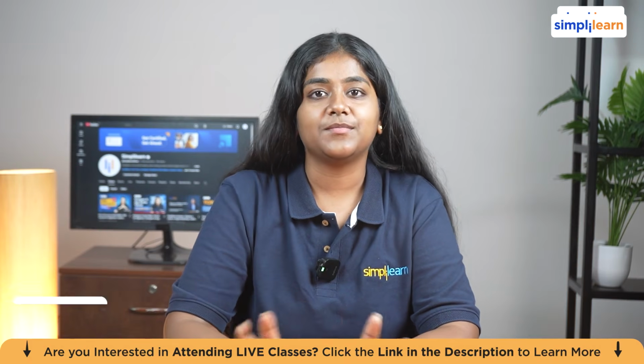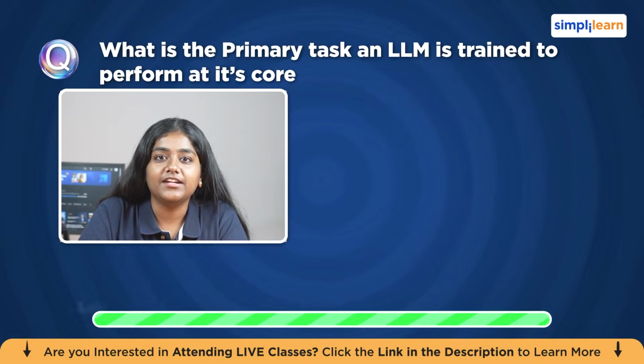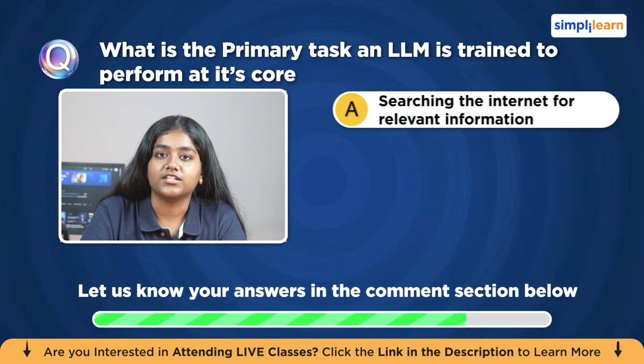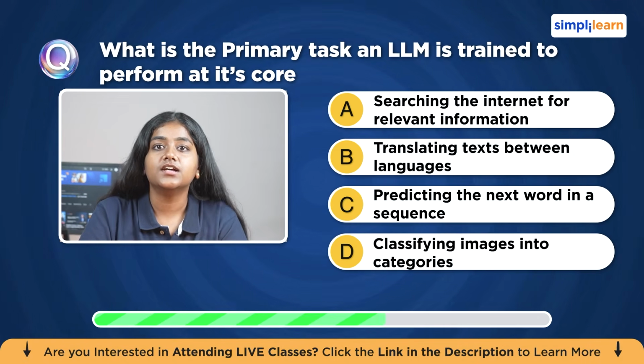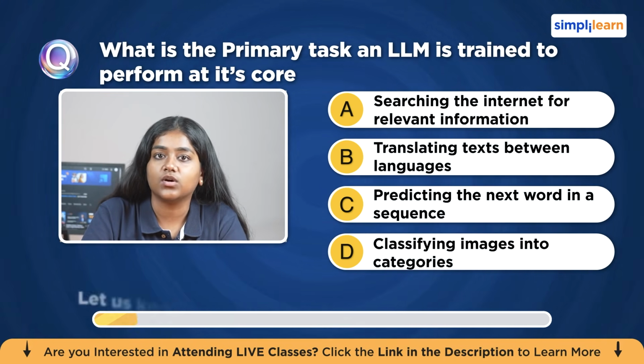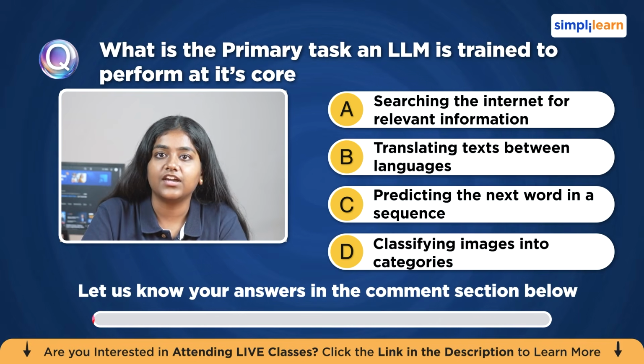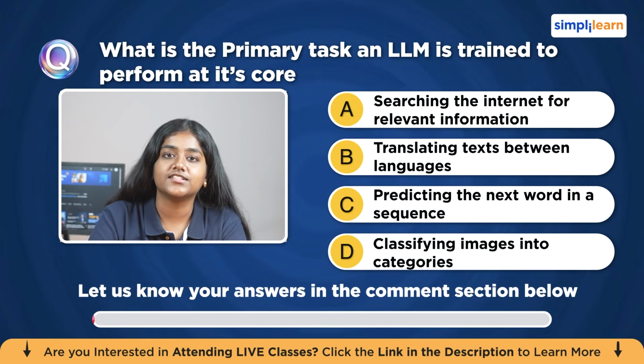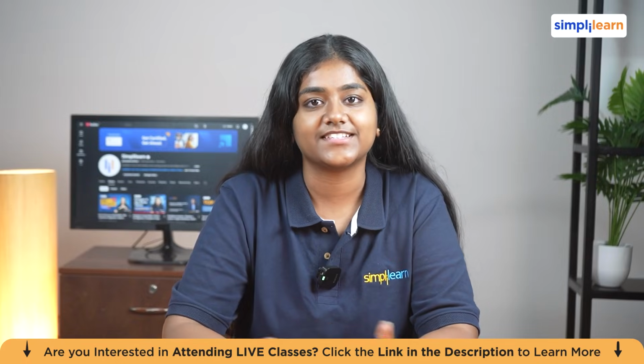Before we start, let me ask you a quick question. What is the primary task an LLM is trained to perform at its core? Your options are: A. Searching the internet for relevant information. B. Translating text between languages. C. Predicting the next word in a sequence. And D. Classifying images into categories. Leave your answers in the comments below. So now let's get started.